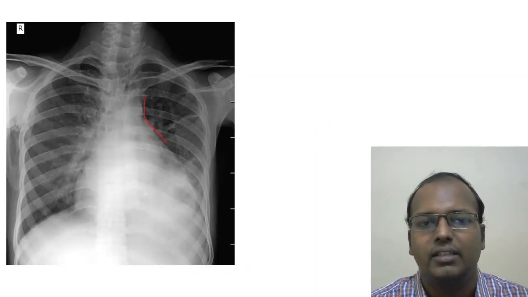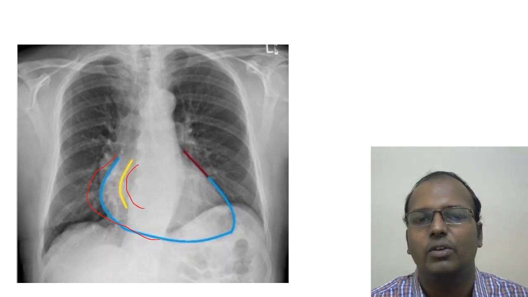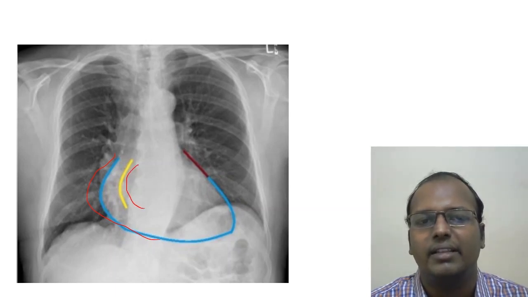See in this, there is a straightening of the left border. Yes, it is very straightened. Prominent pulmonary arteries will be there, and then this shows a double shadow within shadow, because of the enlarged right atrium and the left atrium.